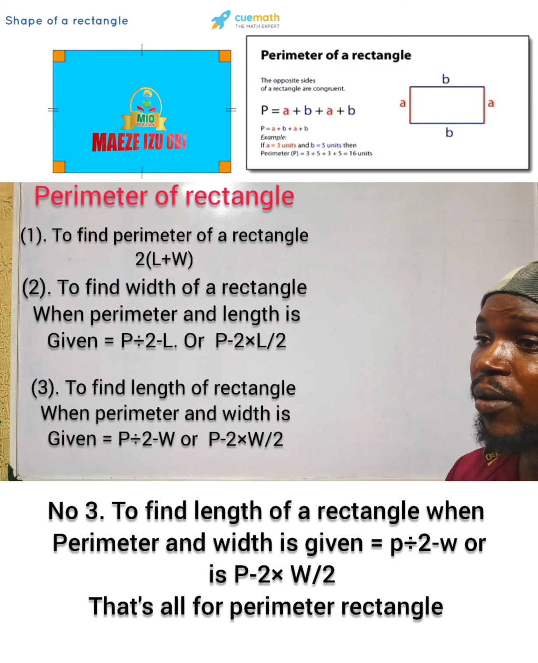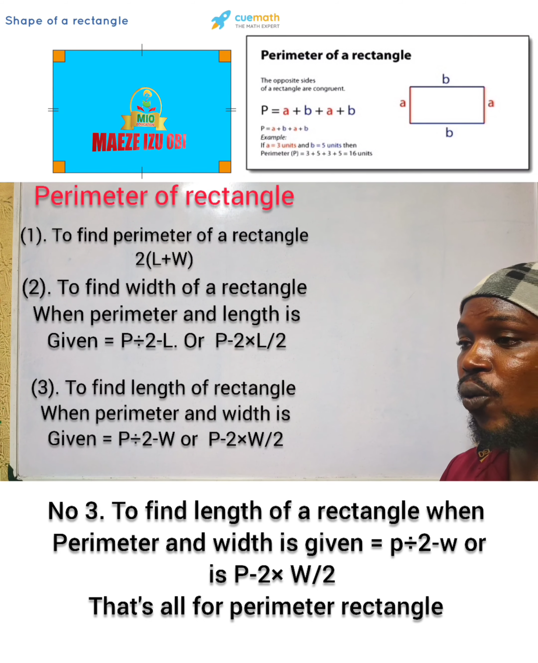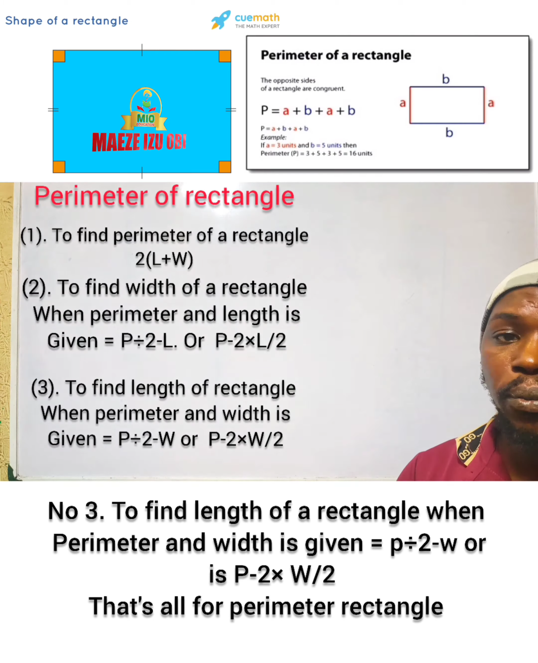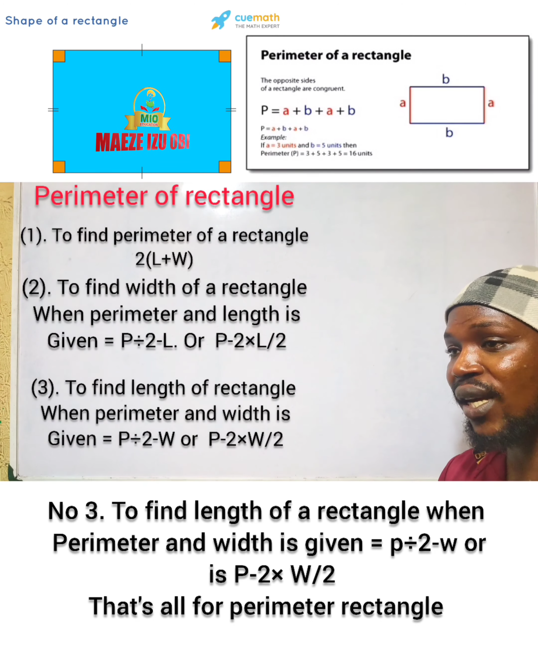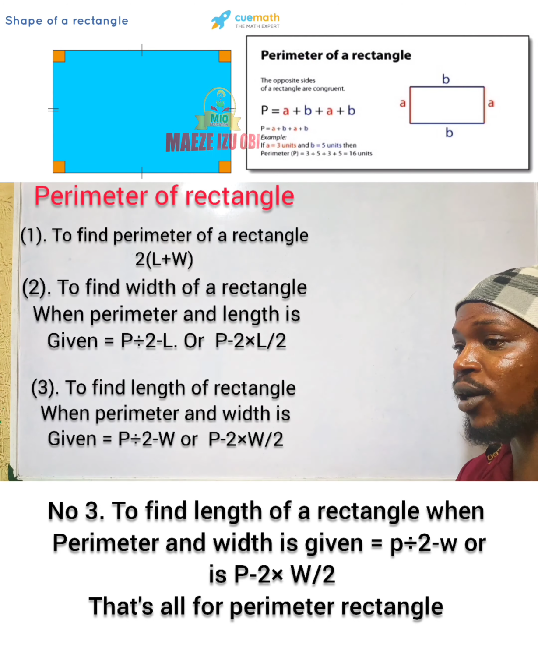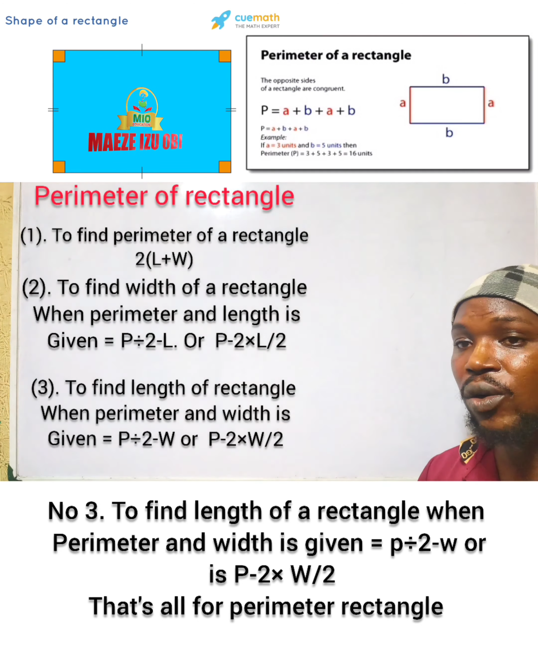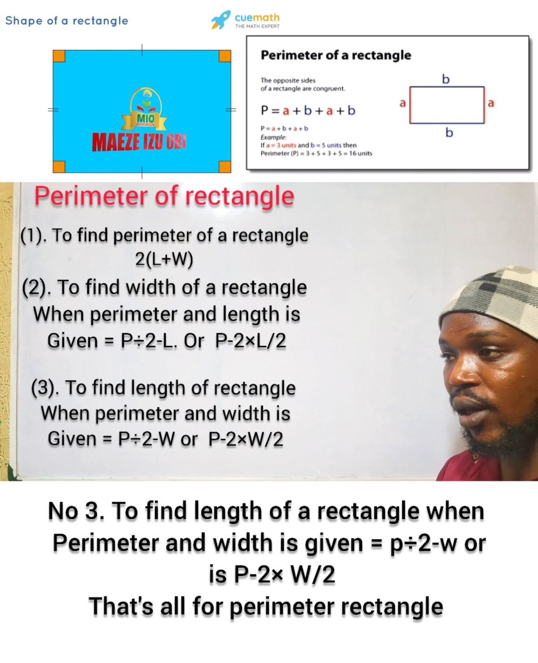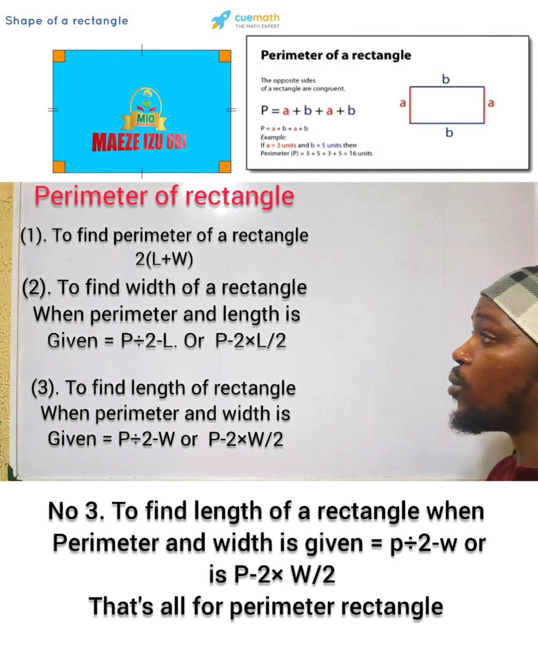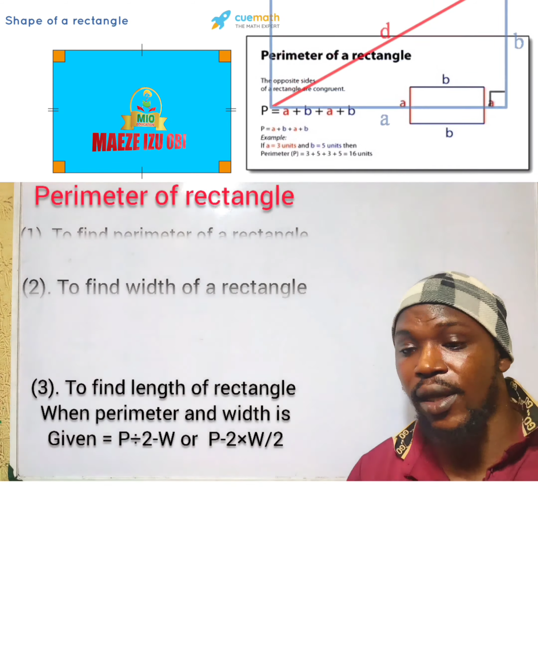Now, number three, to find the length of a rectangle when the width and perimeter are given, it becomes perimeter divided by 2 minus width, or perimeter minus 2 times width, all divided by 2. You get my point? That is all for the perimeter of a rectangle.